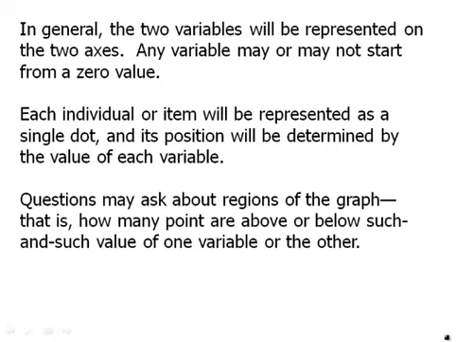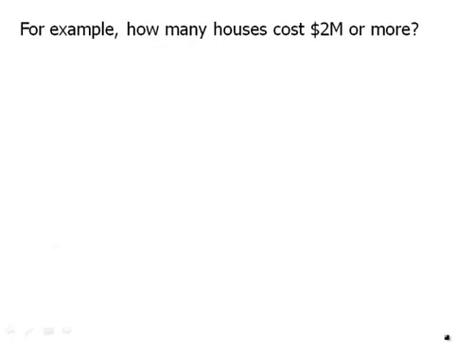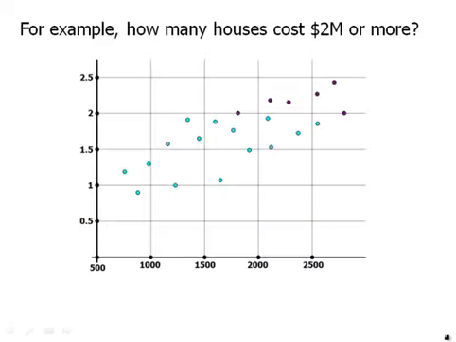Questions may ask about regions of the graph. That is, how many points are above or below such and such a value of one variable or the other variable. So for example, how many houses cost more than $2 million? So we'd be looking at $2 million and looking at the houses that lie above this line, and these points here in purple, these are the ones that are either at 2 million or a little bit more. And so there are 6 houses on this graph that cost more than $2 million.